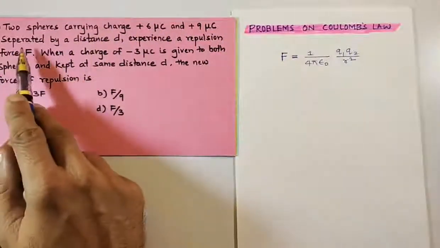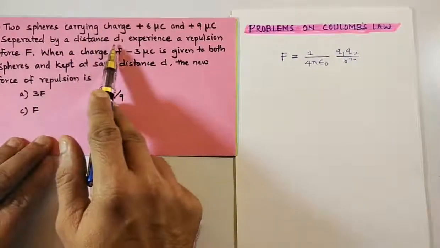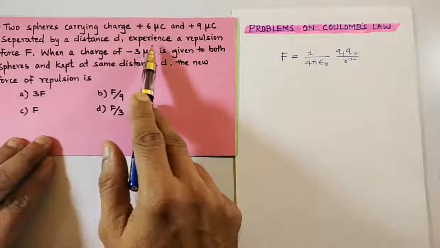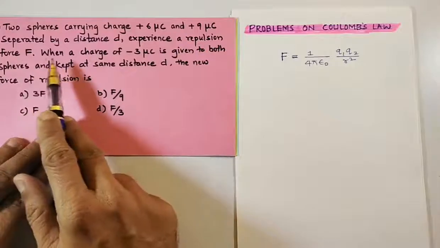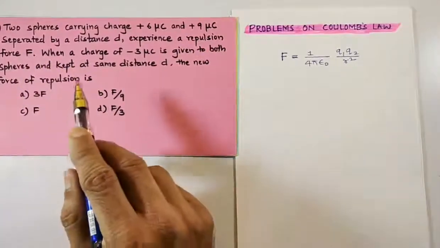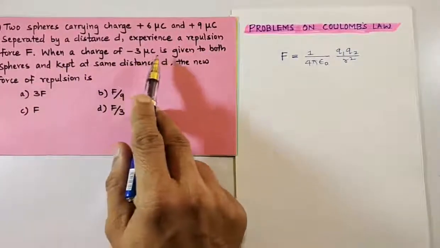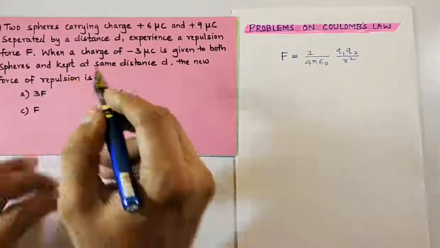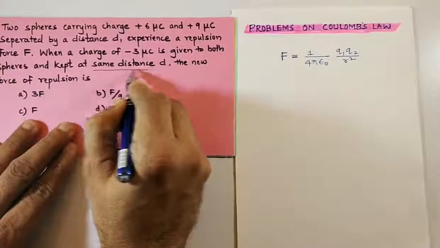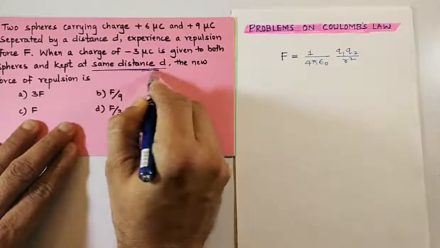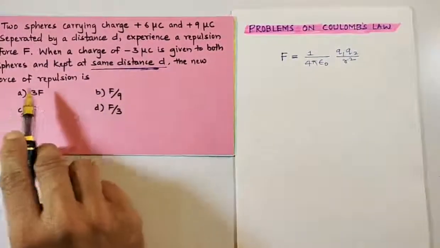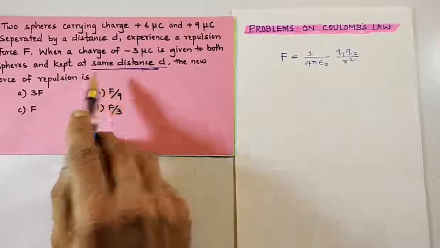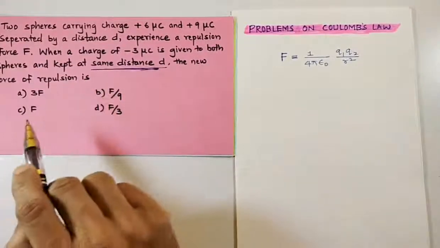So now if I take the first problem, what he says: two spheres carrying charge plus 6 microcoulomb and plus 9 microcoulomb separated by a distance d experience a repulsion force F. When a charge of minus 3 microcoulomb is given to both spheres and kept at the same distance d, the new force of repulsion is. So you are required to find the force.